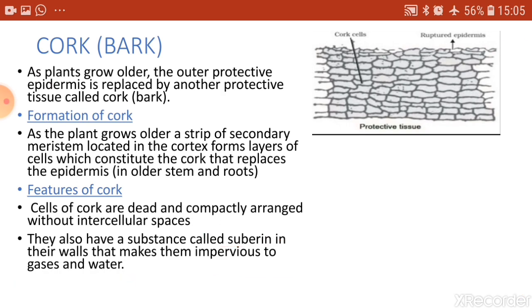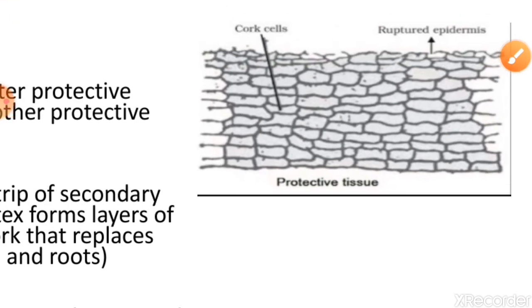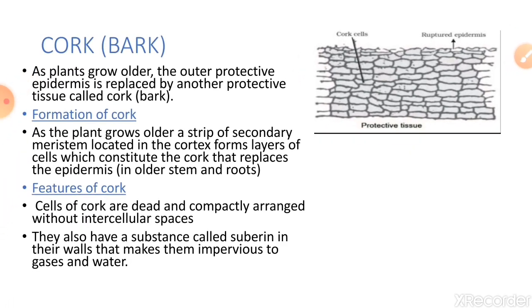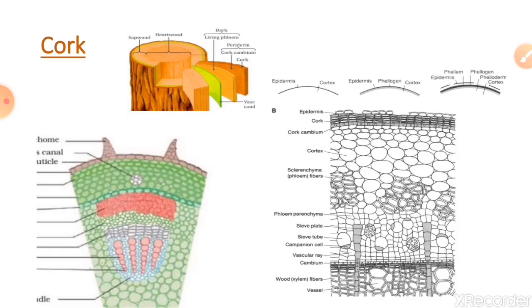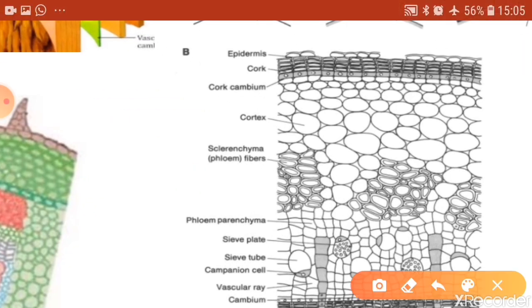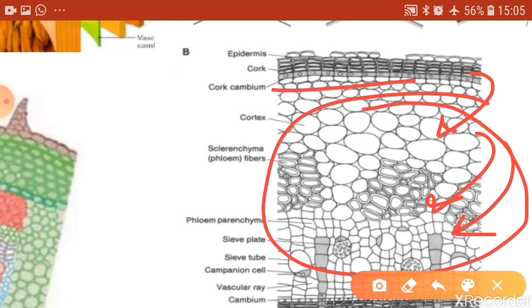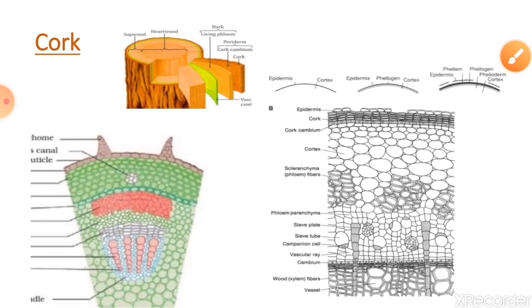The main function of cork is protection. It protects the underlying living tissues. Below the cork you'll have the cortex and the other regions of the cells of the plant. So these underlying tissues are protected by the cork from all sorts of mechanical shocks, injuries, entry of pathogens, and loss of water.